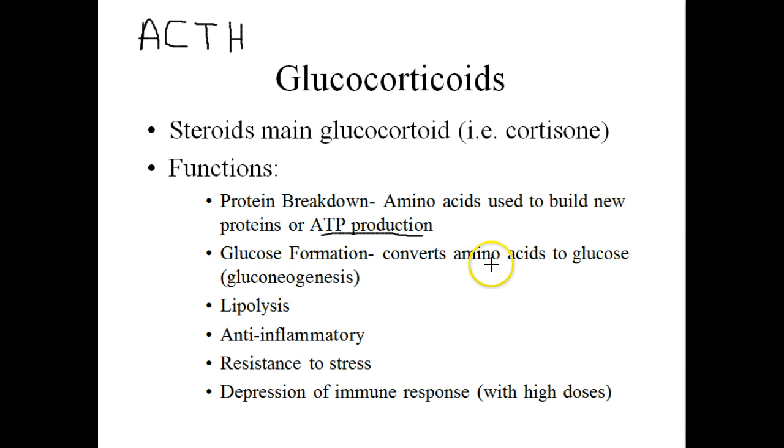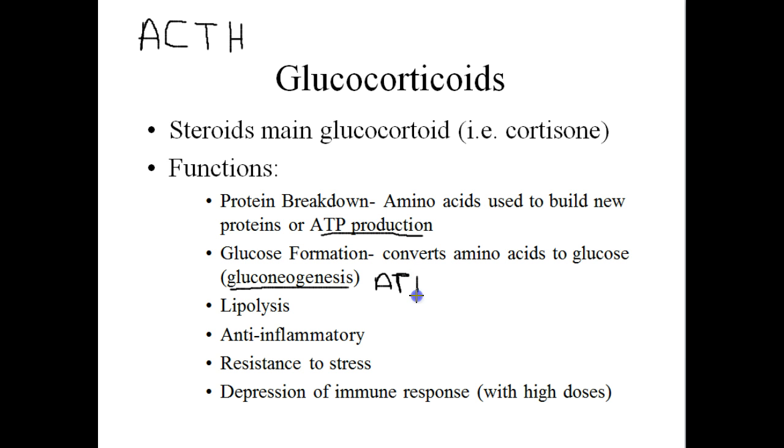So when you make glucose out of amino acids, we call that gluconeogenesis: gluco for sugar, new genesis, beginning of new sugar. So we're making glucose. Why? To make ATP. There's usually only one answer for this, and it's to make ATP.